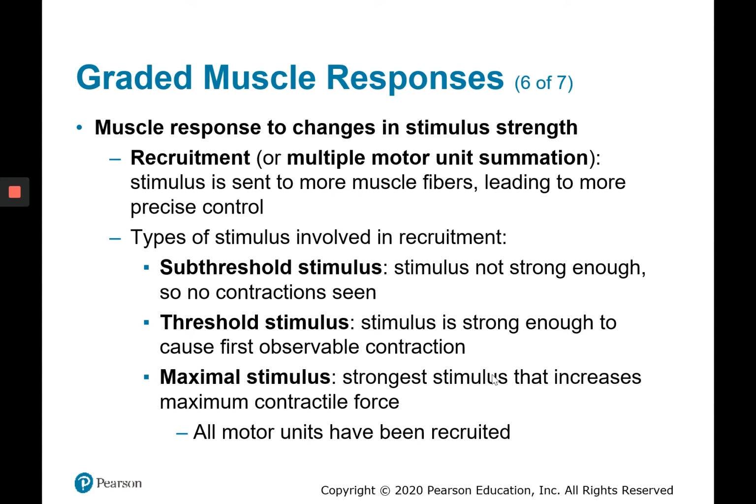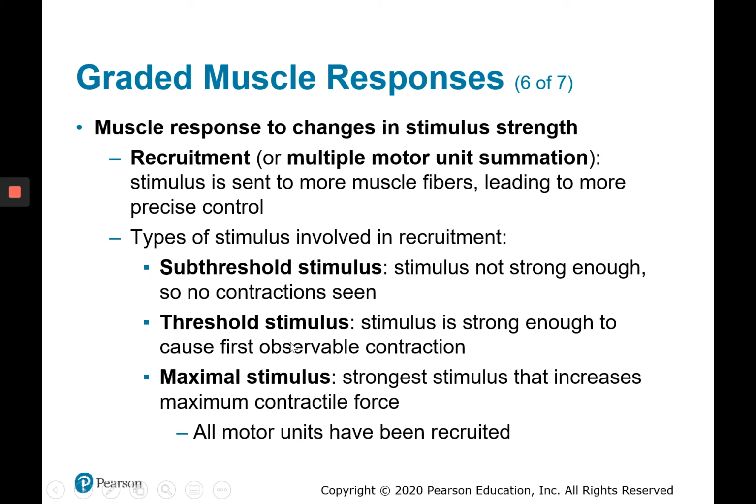We also want to talk about the other way that we can increase the contraction of muscle, or that we can cause a graded muscle response, and that was to increase stimulus strength, or to use more motor units. So this could be called multiple motor unit summation or motor unit recruitment. And there's a couple of different types of stimuli involved in recruitment. If only a couple of motor units are used, their stimuli may be subthreshold, meaning not enough skeletal muscle cells in that muscle are going to contract in order to cause whole muscle contraction.